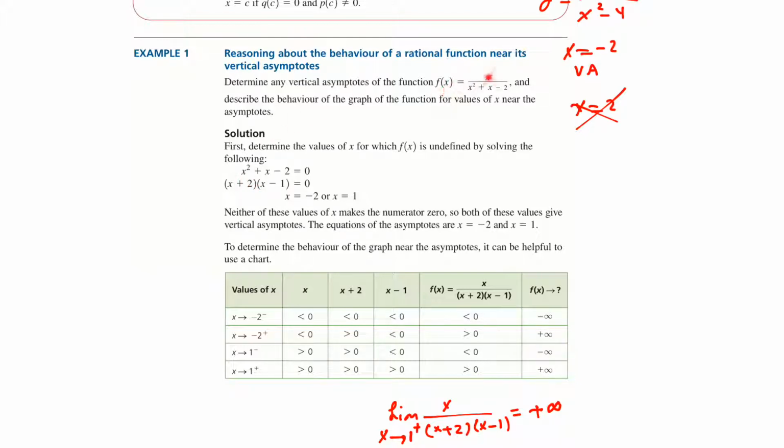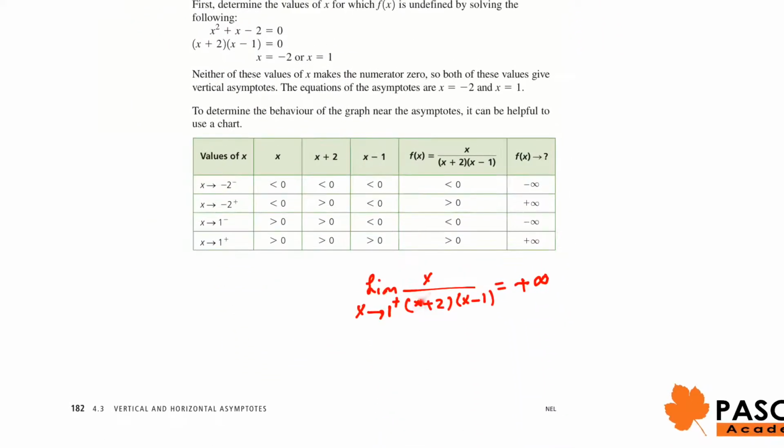If we consider f of x equals x over x squared plus x minus 2, the denominator is 0 when x is minus 2 or 1. The limit of f of x as x approaches 1 from the right side is positive infinity. The denominator of the fraction is 0, the numerator approaches 1, and the numerator is a number. Both numerator and denominator are positive when x is close to 1 and more than 1, therefore the limit is positive infinity.